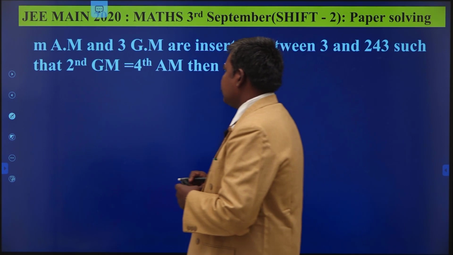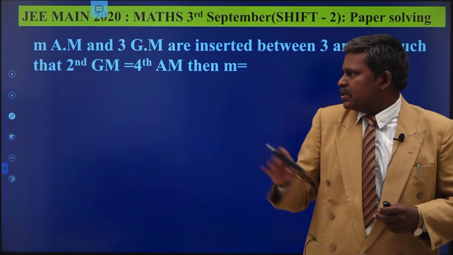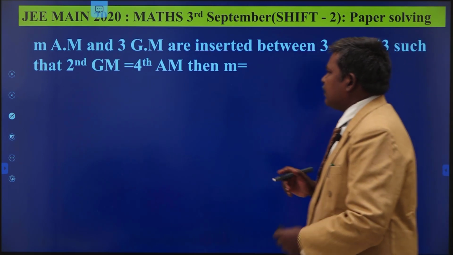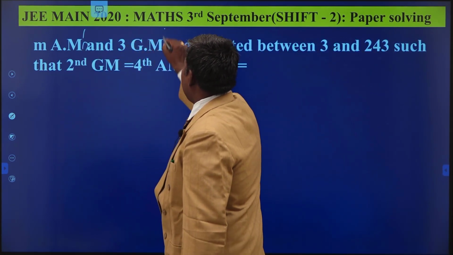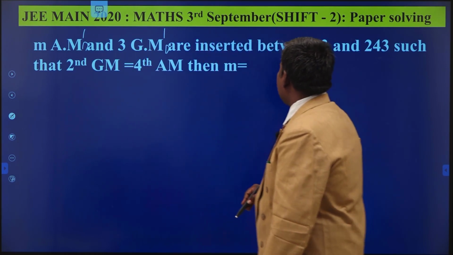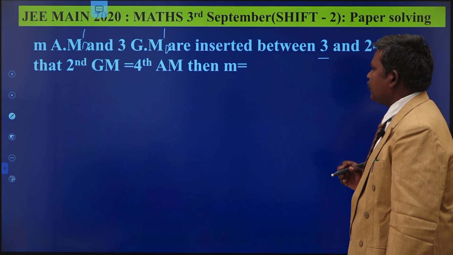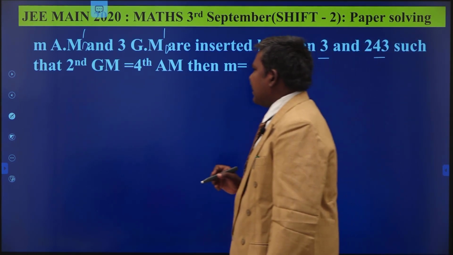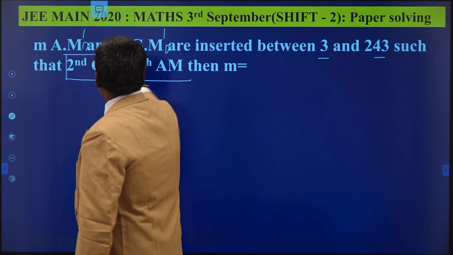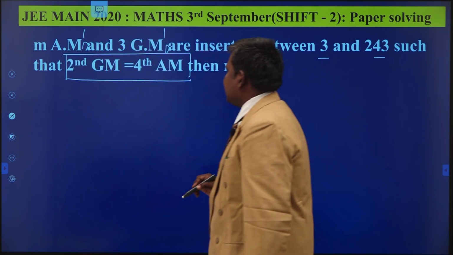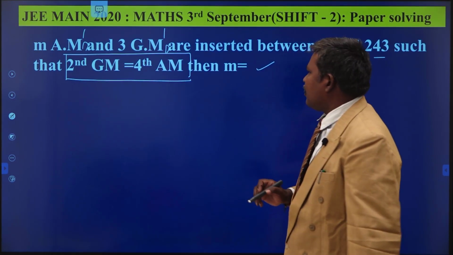This is a question related to progressions. See here, M arithmetic means and 3 geometric means are inserted between the two numbers 3 and 243 such that the second geometric mean is equal to the fourth arithmetic mean. Then we have to find out the value of M.